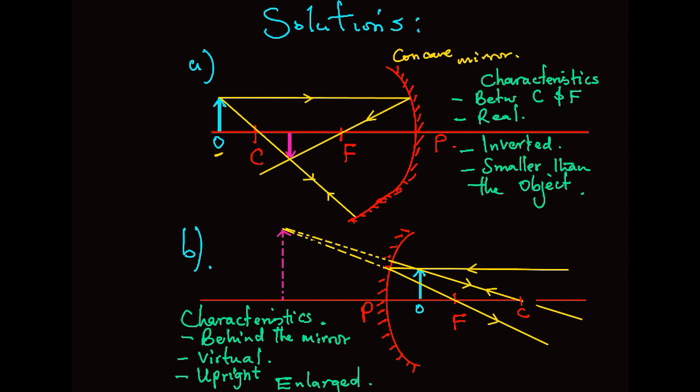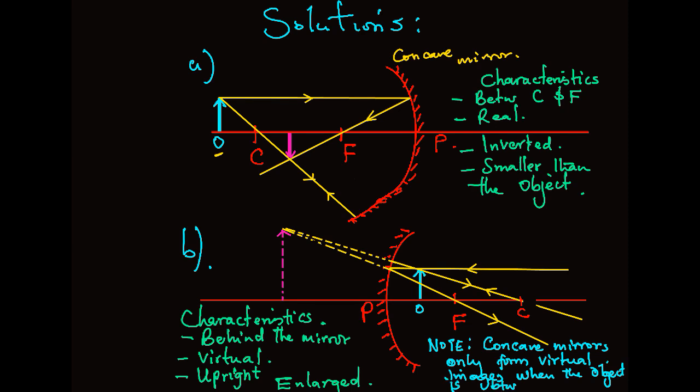Here we note that concave mirrors will always form real images unless the object is between P and F. So concave mirrors only form virtual images when the object is between F and P. So it is important to note that concave mirrors only form virtual images when the object is between F and P.